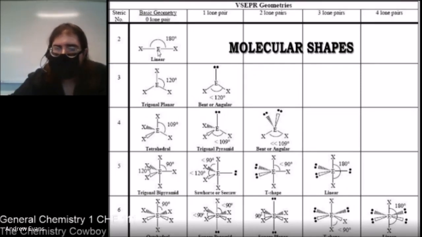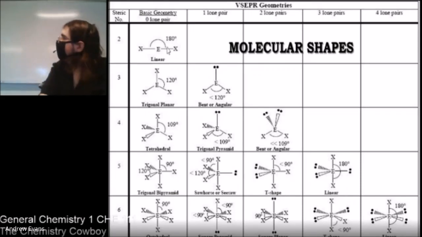leftmost column. We see if we have two bonds, we would adopt a 180-degree bond angle and have a linear shape. So if we have two bonds coming from the center atom, if we have three bonds coming from the center atom, we would adopt a trigonal planar. If we adopt four bonds, we get a 109.5, which becomes tetrahedral. Five bonds, we get what's called a trigonal bipyramidal. And six bonds would have all bonds being 90 degrees and would have what's called an octahedral.